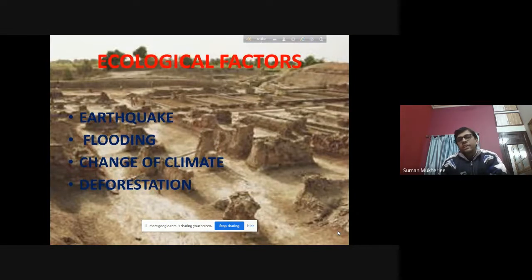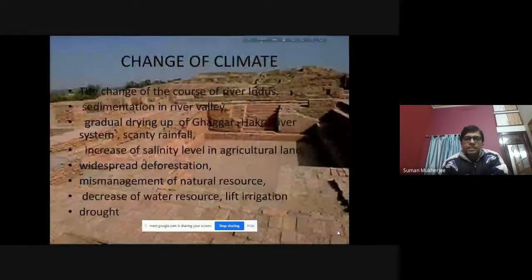Then ecological factors were divided into four subcategories. Number one is earthquake, number two is flooding, number three is change of climate, and number four is deforestation. Now, I am trying to throw light on these four factors.